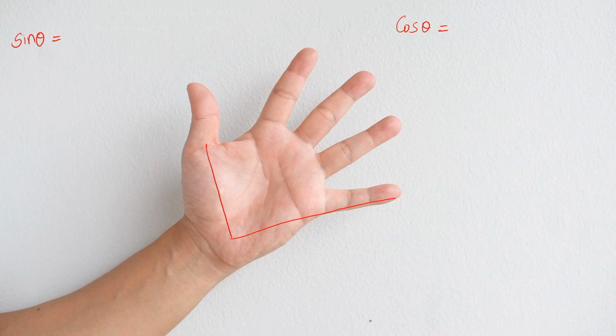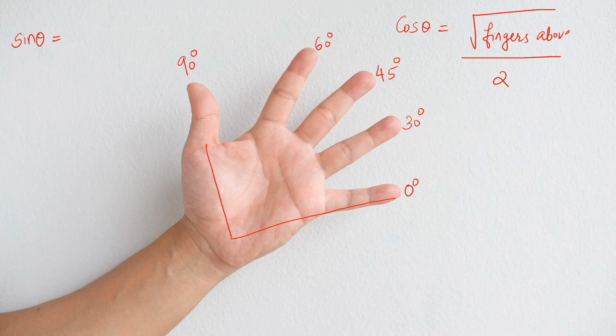Just imagine the fingers of a hand like 0 degree, 30 degree, 45 degree, 60 degree and 90 degree. So for cos theta, first of all, we have to write the square root divided by 2. And inside this, we will write fingers above. This actually means the number of fingers above.